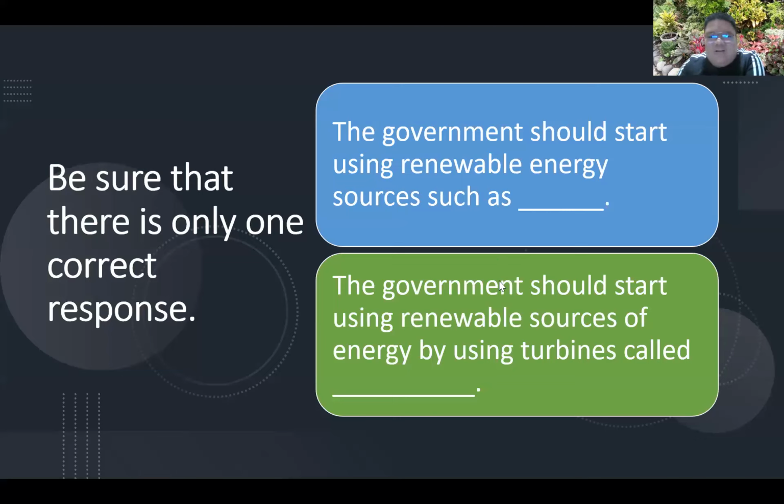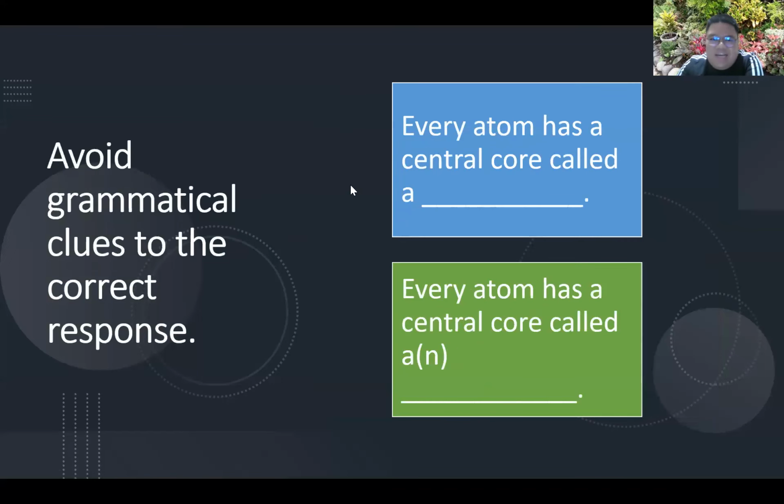For example, the government should start using renewable sources of energy by using turbines called, okay? So class, this type of energy is your wind energy. Okay? Yung energy po na gumagamit ng turbines is your wind energy. Okay? Now, look at another example.